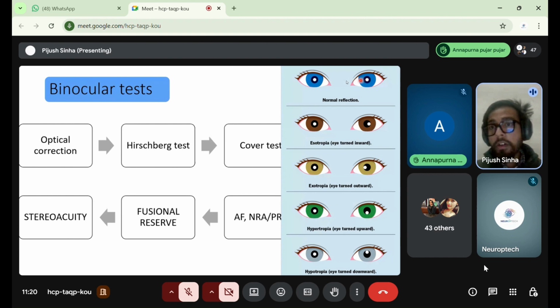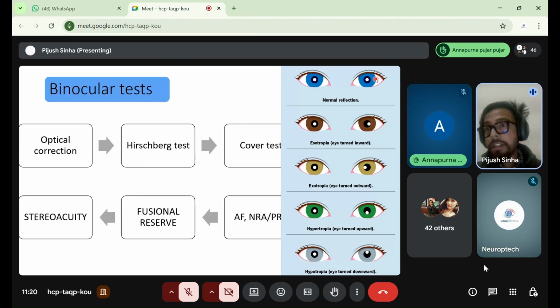If the light reflexes are just inside the pupil, that means the eyes are properly aligned. But if there is a displacement of the light, like here it is forming outside, there is esotropia, inside there is exotropia, up there is hypertropia, and down it is hypotropia. If the position of the light is in between the pupillary margin and the limbal margin, it is 30-degree deviation.